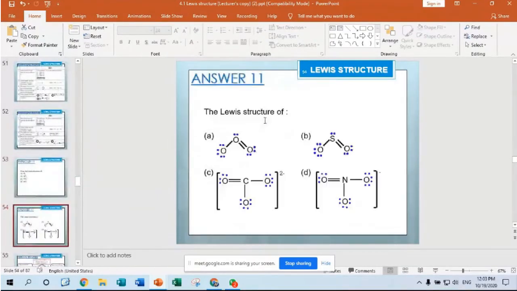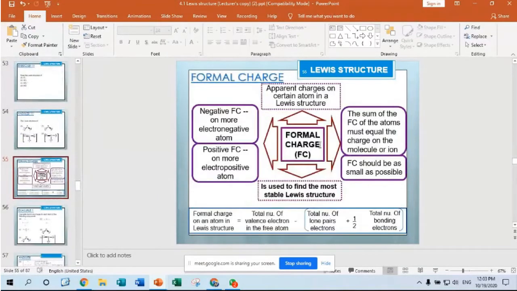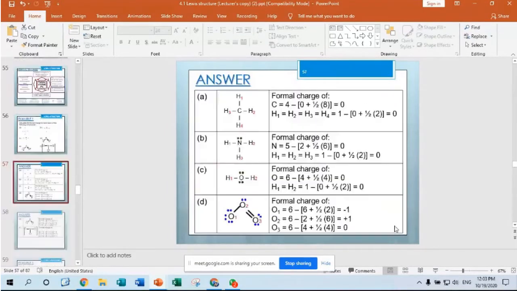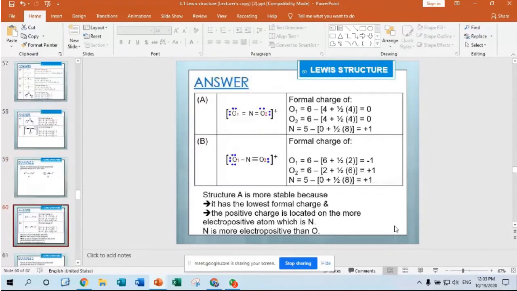After that, we need to know what is formal charge. Using the total number of valence electrons minus the total number of lone pair electrons plus half times the total number of bonding electrons. Based on the formal charge, we try to get the lowest one. Because if there are two Lewis structures, we will choose the lowest formal charge as the more stable structure.